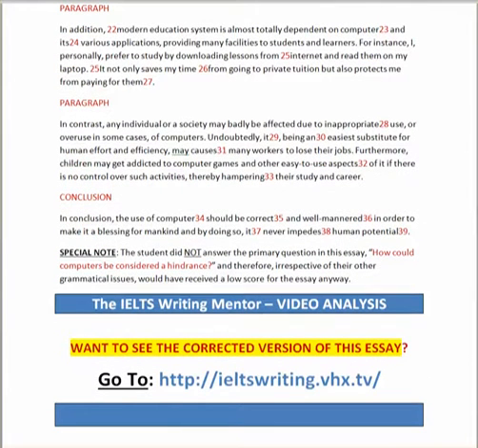Paragraph. In contrast, individuals and society may be negatively affected by the illegal or inappropriate use of computers. Full stop. Undoubtedly, while they may be a substitute for human effort and be much more efficient, they may also cause many workers to lose their jobs.